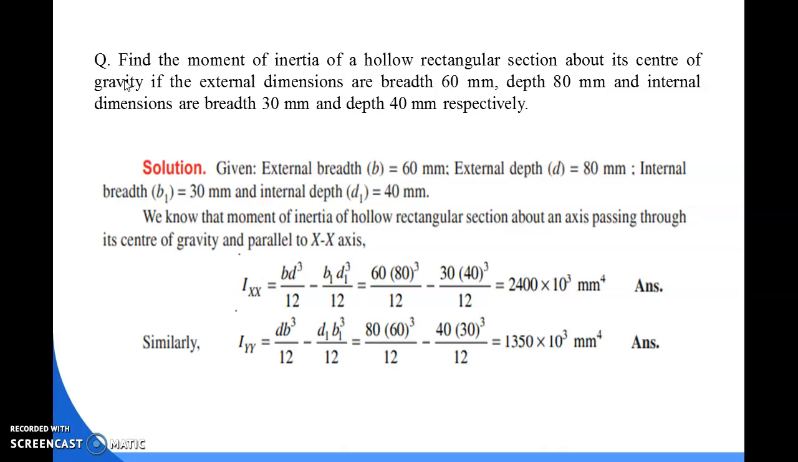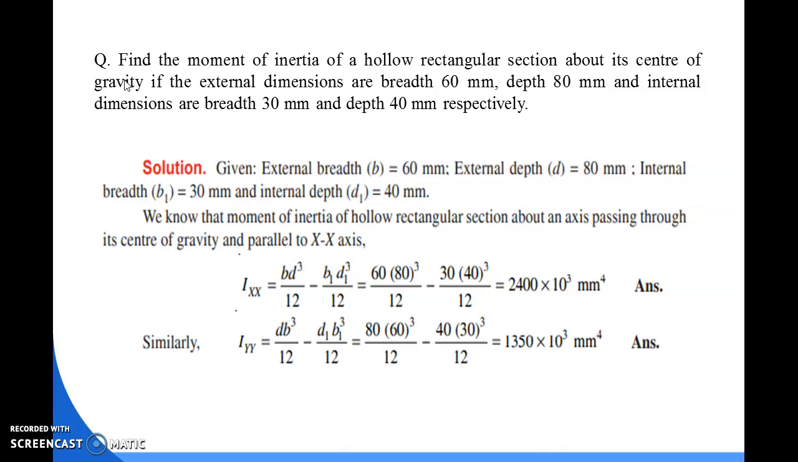So in this problem, we have to calculate the moment of inertia of the hollow rectangular section about its center of gravity if the external dimensions of the hollow rectangle are given as 60 mm width and 80 mm depth, and the internal rectangular dimensions are given as 30 mm width and 40 mm depth. So first of all, we need to write down all the data given.